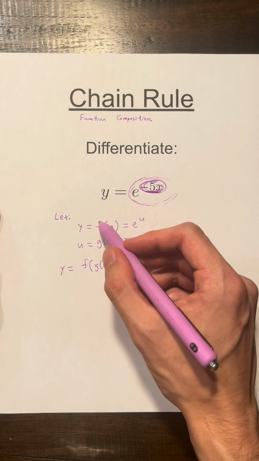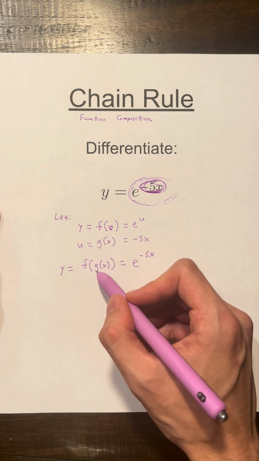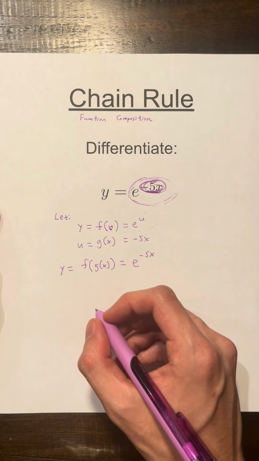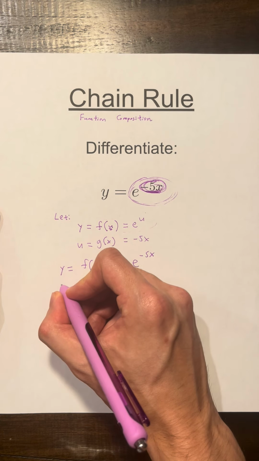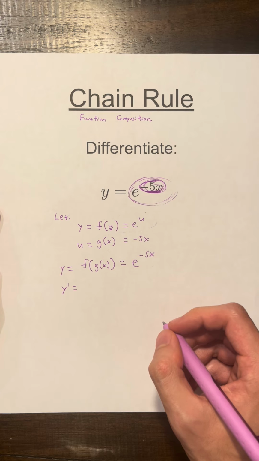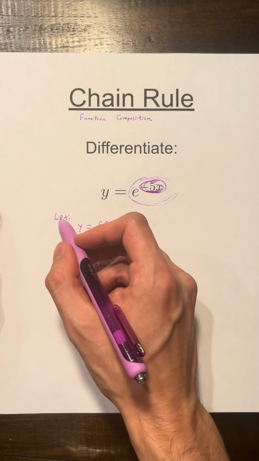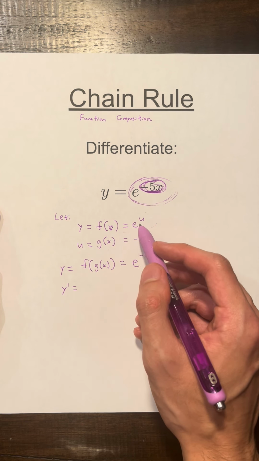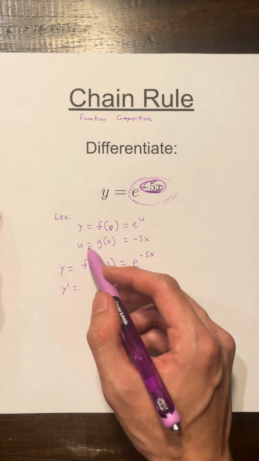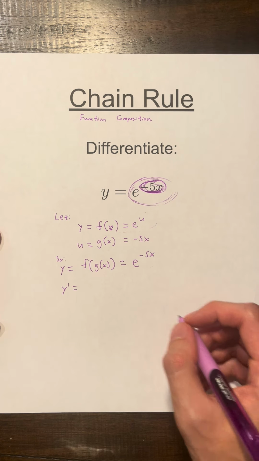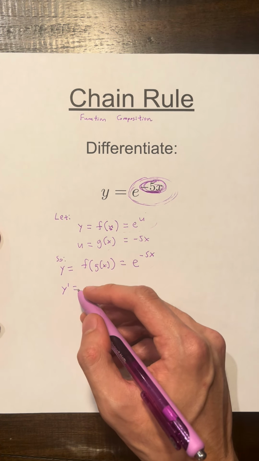Why did I decompose it as two functions? I decomposed it so that I could use chain rule to find the derivative. Okay, so I'll put let y equal f of u, which is equal to e to the power of u, and u be equal to g of x, which is equal to negative 5x. So, okay, and then it follows y prime.